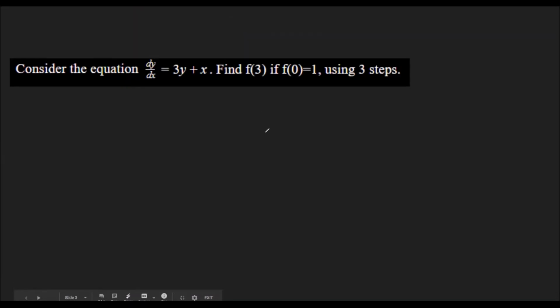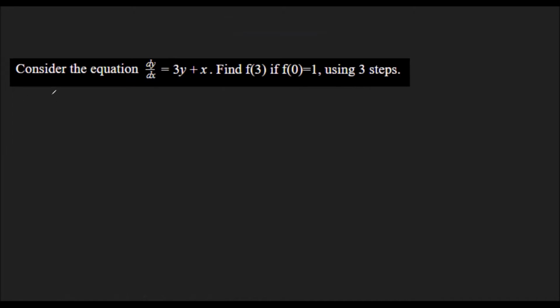Okay, so this is example problem 1. This is the only problem we're going to go over today. But essentially, this problem is asking what f of 3 is equal to. And it's telling us that dy/dx, the derivative of y with respect to x, is equal to 3y plus x. It tells us that f of 0 is equal to 1, and it tells us to use 3 steps.